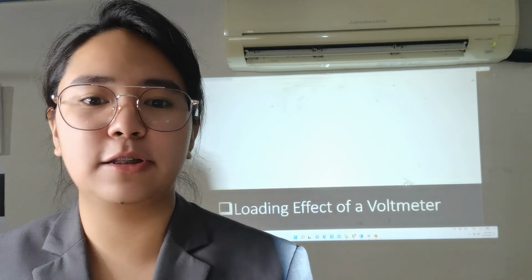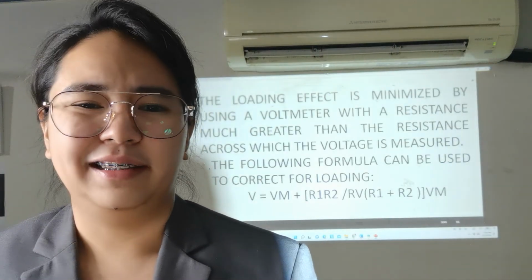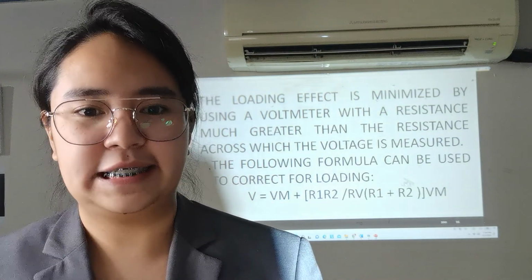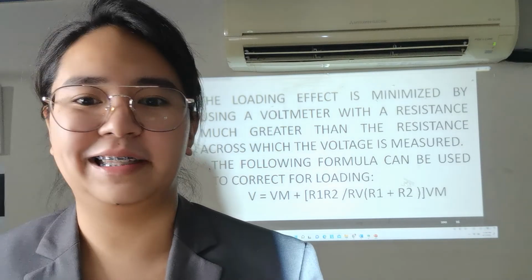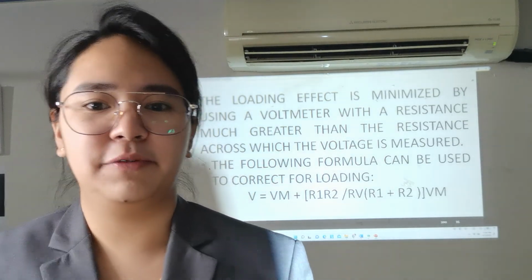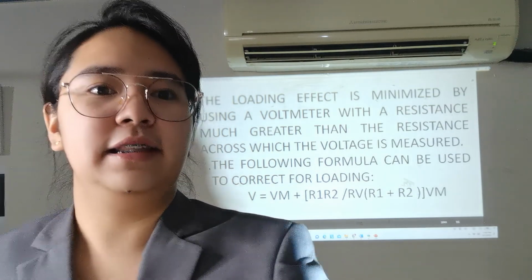The next one is the loading effect of a voltmeter. The loading effect is minimized by using a voltmeter with a resistance much greater than the resistance across which the voltage is measured. The following formula can be used to correct for loading. That is the formula below.